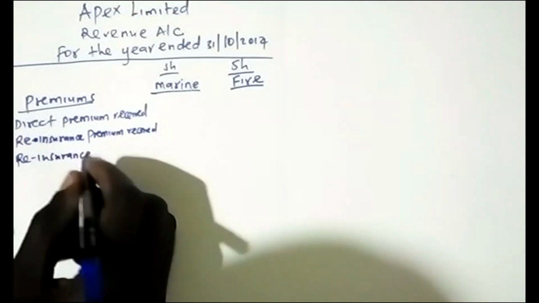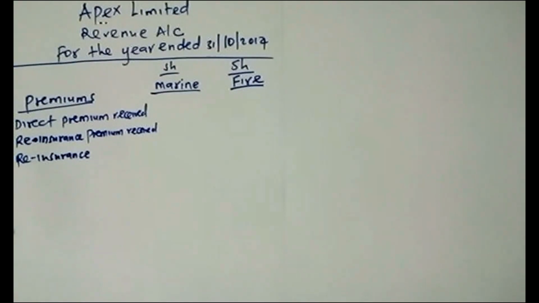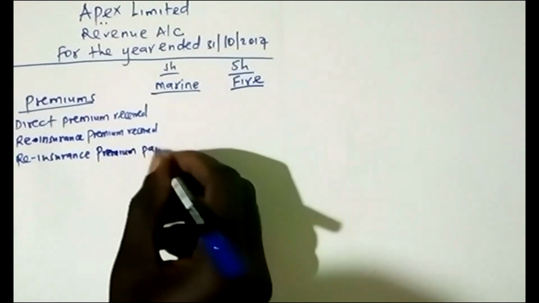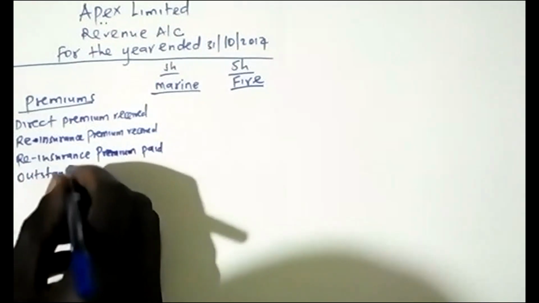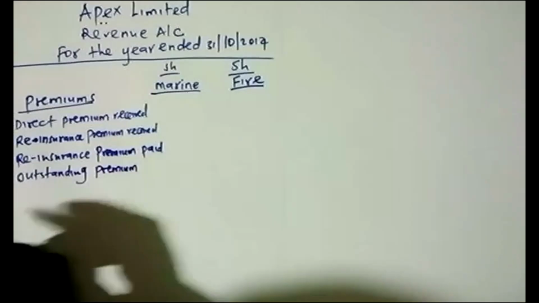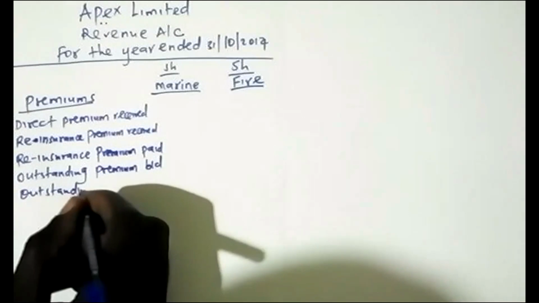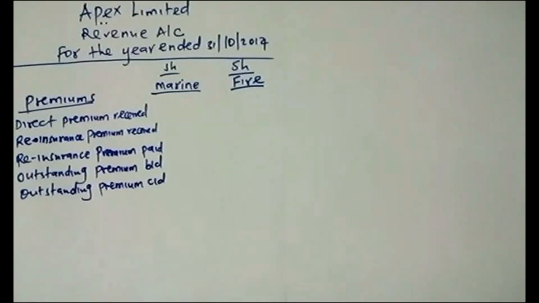So the one as now, Apex Limited, for example, the premiums which Apex gave out to another insurance firm. So that is reinsurance premium paid, the one which Apex gave out. After the reinsurance premium paid, we have to check the outstanding premiums which were never paid at the start of the year and at the end of the year. So the outstanding premium brought down, that is the balance brought down, and outstanding premium balance carried down. I have just written all of them because once we went through the question, I realized that everything was present.